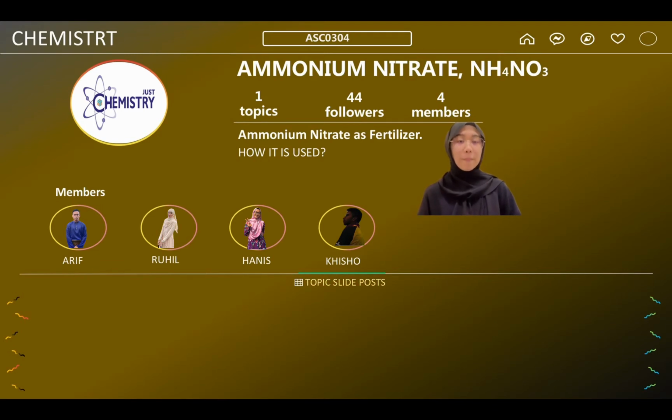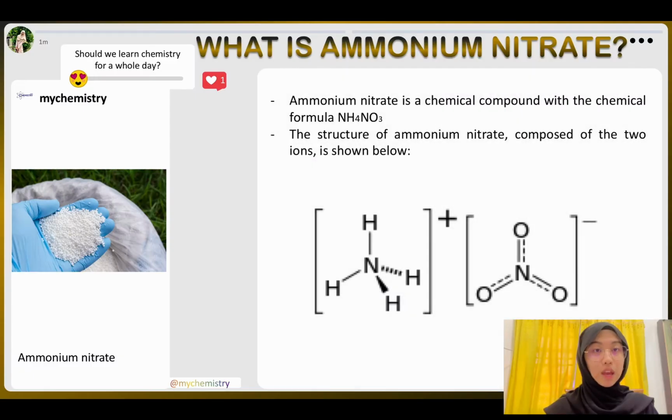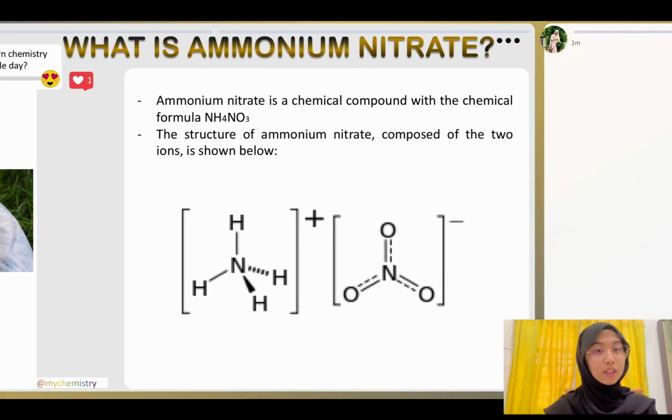I'm Kishore. Our topic is ammonium nitrate as fertilizer, how it is used. What is ammonium nitrate? Ammonium nitrate is a chemical compound with the chemical formula NH4NO3. The structure of ammonium nitrate, composed of the two ions, is shown below.